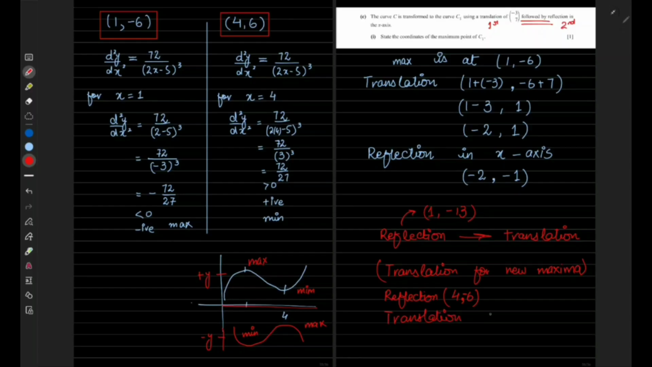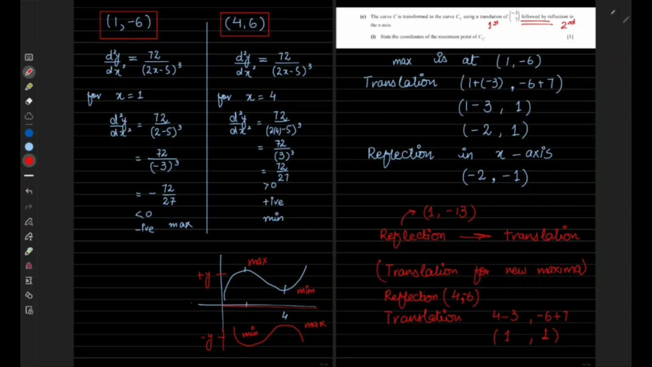So when you do translation in this, it will become 4 -3 and -6 plus 7. It should also not give you this. 4 minus 3 will be 1. -6 plus 7 should be 1. It is also not correct.